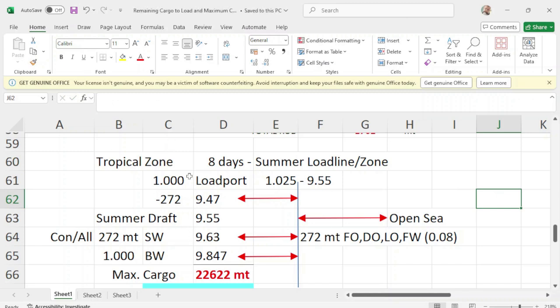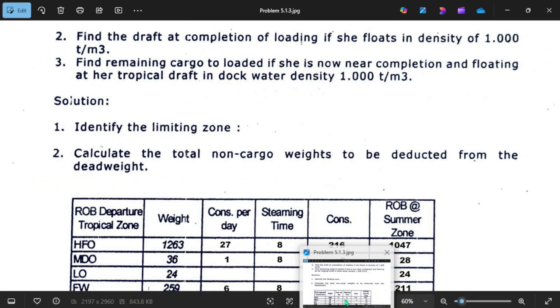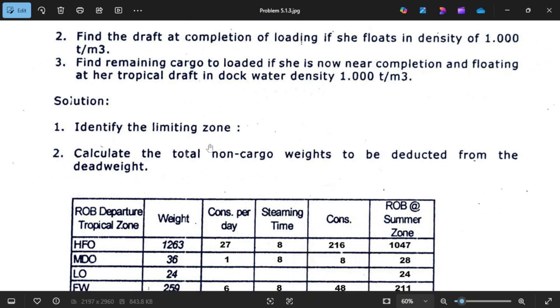You cannot use the tropical zone or governing zone, because when you reach this boundary, it's already summer. So you cannot use the tropical zone when you arrive in the discharge port. So when you depart and you reach the boundary of the summer zone, which is 1.025, then you are in a summer zone. So when you discharge your cargo, it is on the summer zone, not tropical zone. So you have to use the summer zone instead of this tropical zone. I hope that's clear, okay? So the limiting zone is summer.